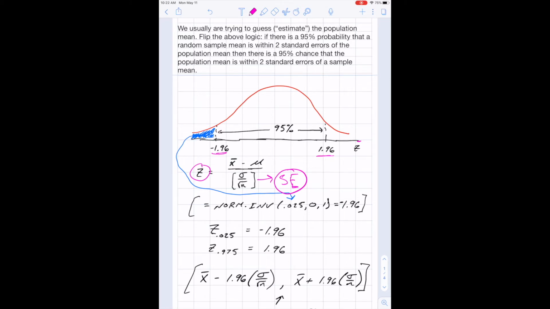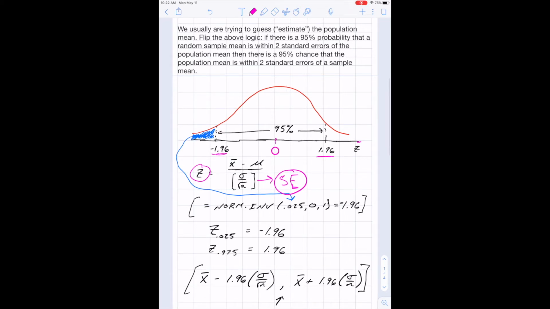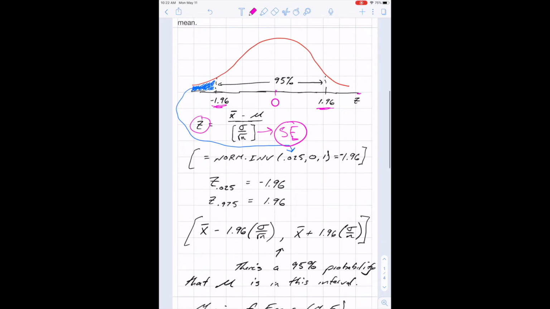So remember we have 0 at the middle of this. What this says is that if we go 1.96 above 0 and 1.96 below 0, then 95% of our observations will be in that range. So it's actually not exactly 2, it's 1.96. And that's just a reminder of what that z is right there.